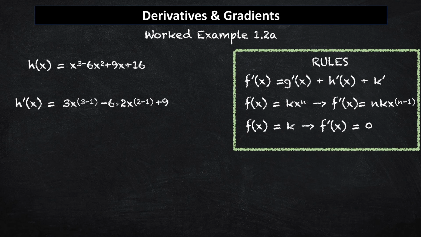Then we have the derivative of the third term, which is just plus 9. And the derivative of the last term, 16, is a constant, so it's 0. So the derivative of h becomes 3x to the power of 2 minus 12x plus 9, which is the final answer.